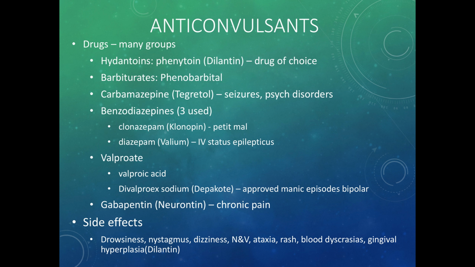Benzodiazepines, certain ones like Valium and clonazepam, are used. Usually we use diazepam or Valium in IV form for something called status epilepticus. So if a patient comes in with a grand mal seizure that just doesn't want to end, we give IV Valium. That is the drug of choice. Valproic acid or valproate, along with divalproex sodium, which is Depakote. And again, Depakote is one that's used for bipolar or manic episodes as part of bipolar disorder.